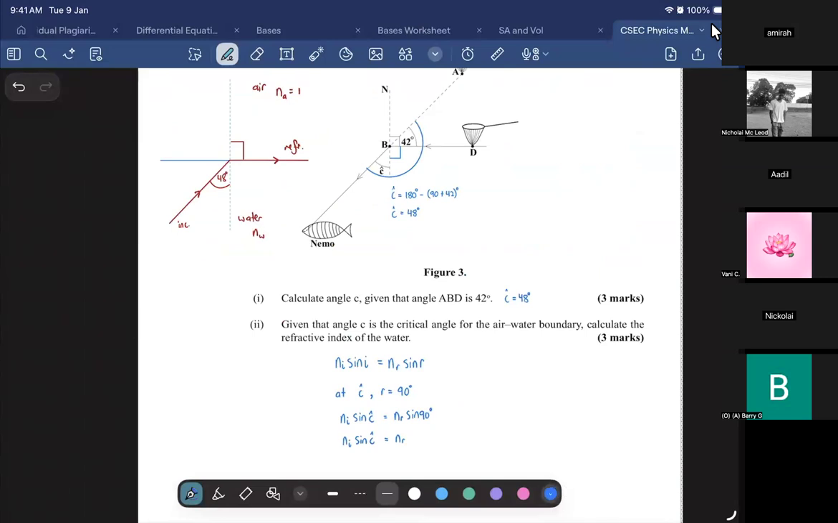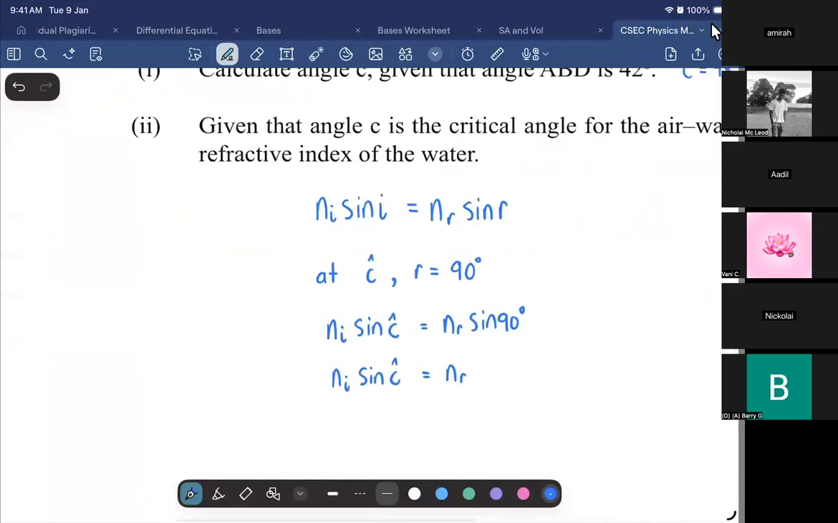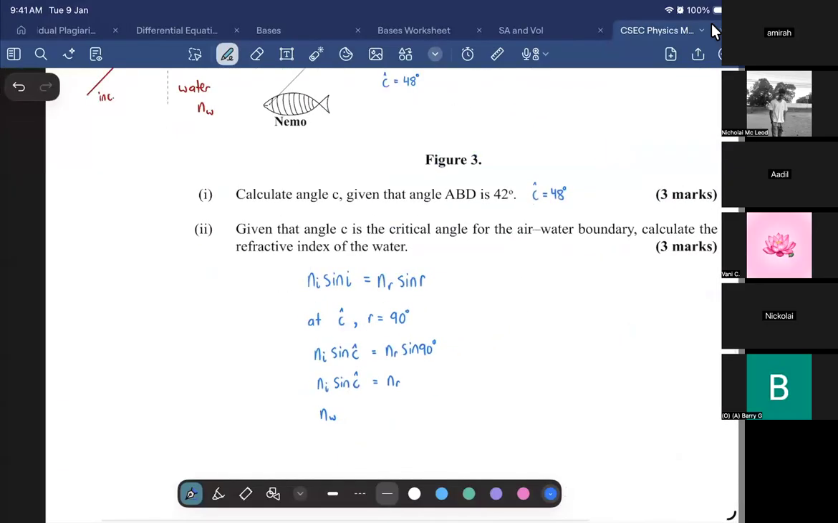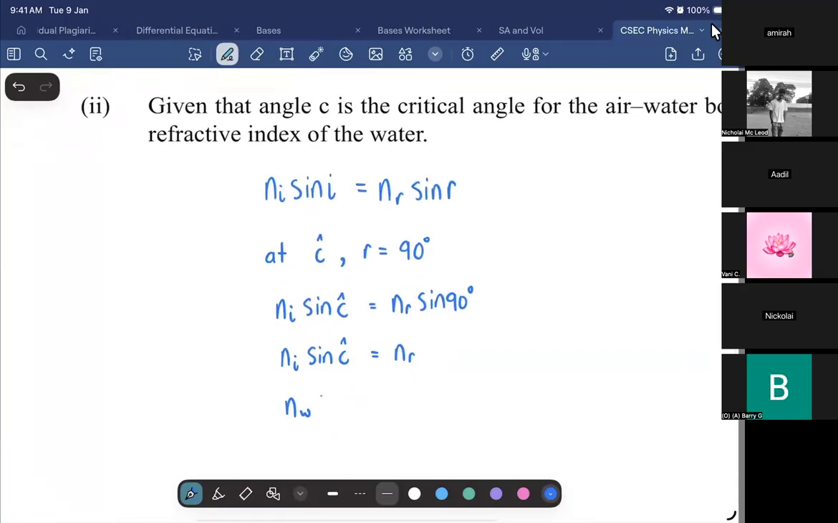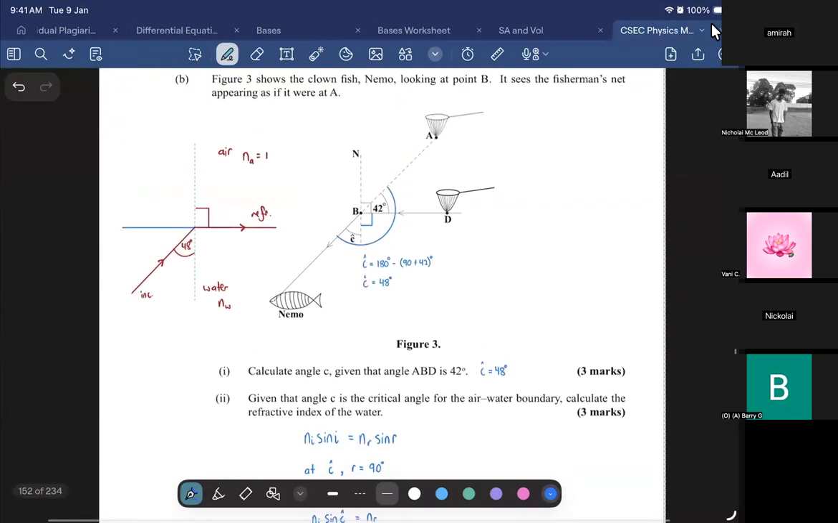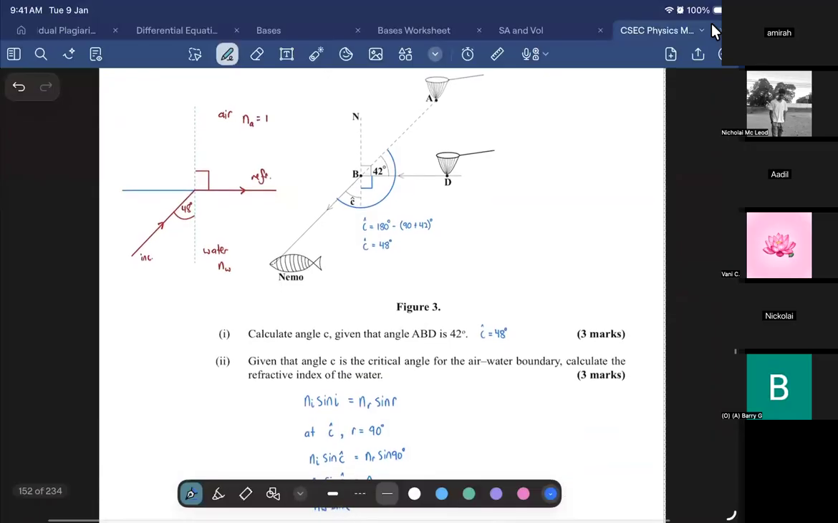So Ni is going to be the refractive index for the incident ray. Where's the incident ray? Is it in air or water? The water. Right, so that will be Nw. You understand why I said that, right? Because the incident ray is in water. So Nw. And what is my critical angle? 90 degrees. Nah, that's not the critical angle. Ah, my bad, sir. What's the critical angle? Remind me.